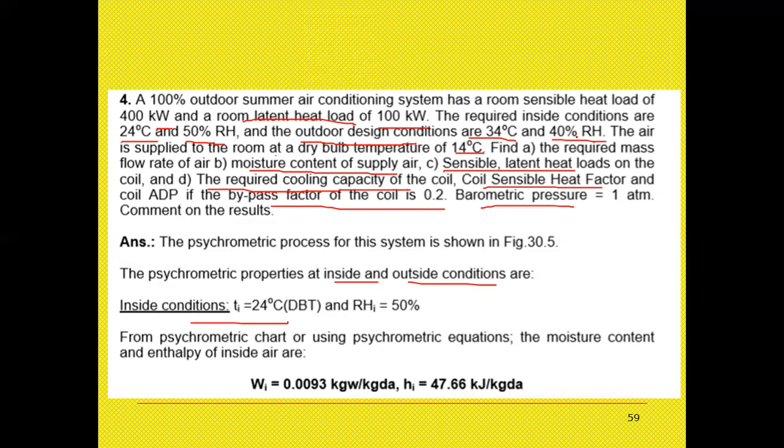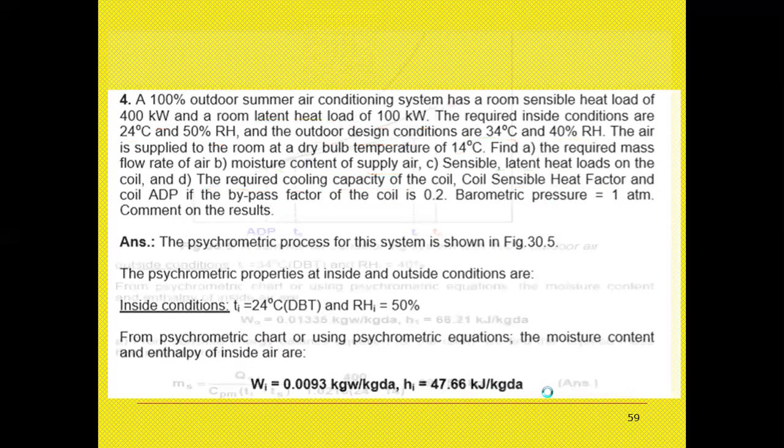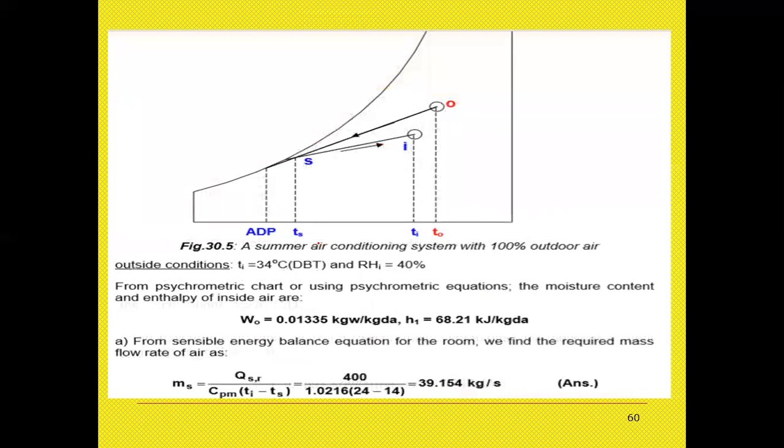Now, from the psychrometric chart, using the psychrometric equations, the moisture content indoor Wi is equal to 0.0093, and the enthalpy Hi is equal to 47.66. Therefore, Ti is indoor and T out is outdoor. Then the outside conditions are T out equal to 34 degrees centigrade and RH equal to 40%.